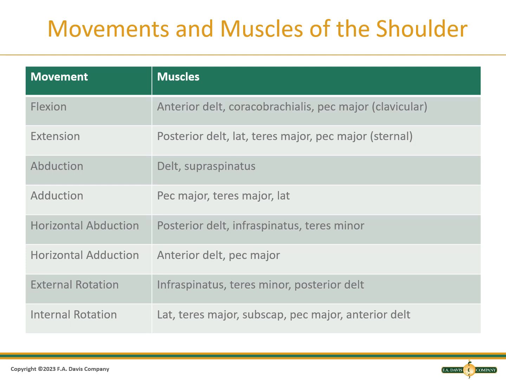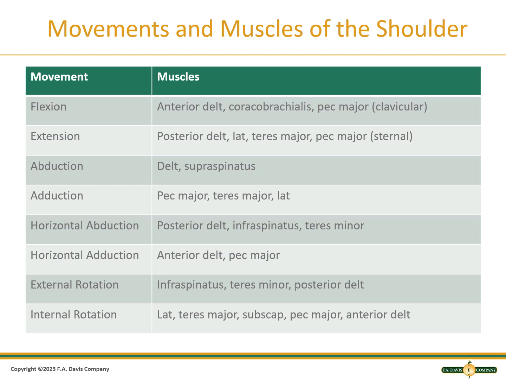Breaking movements down by the muscles of the shoulder, shoulder flexion is going to be caused by anterior delt, coracobrachialis, and the clavicular portion of pec major. Extension will be caused by the posterior delt, the lat, the teres major, and the sternal portion of pec major. Abduction will be caused by our delt and our supraspinatus. Adduction is going to be caused by pec major, teres major, and the lat.